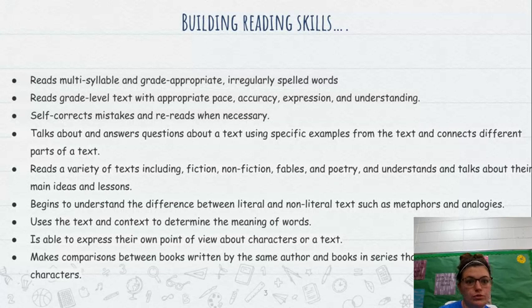Building reading skills. All right, so reading multisyllabic words and grade appropriate, irregularly spelled words, reads grade level text with appropriate pace, accuracy, expression, and understanding. So, being able to read fluently is reading with expression, and an appropriate pace means not stopping unless they see punctuation like periods and commas and exclamation points and question marks. Self-corrects mistakes and rereads when necessary.